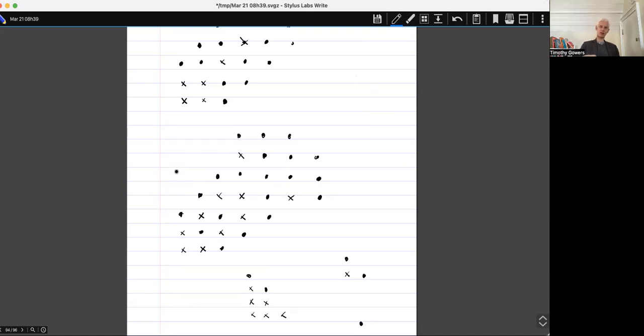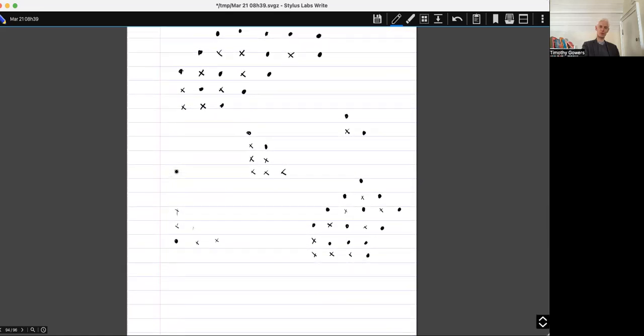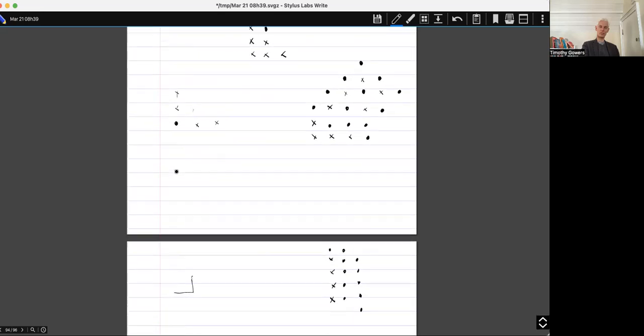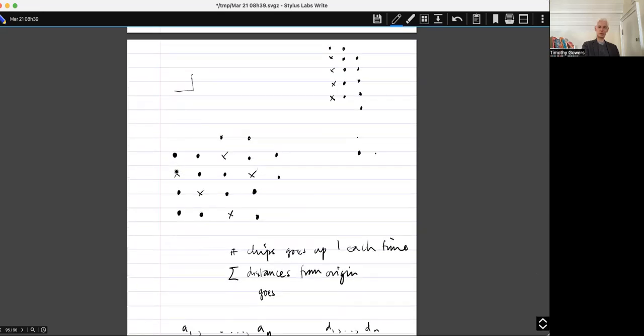So that got me thinking about the distance that you are away. I wrote down that the number of chips goes up by 1 each time. I wondered about the sum of the distances from the origin, but that was a bit difficult to think about. I was measuring distance by the number of steps that you take if you go to the right or up from the origin. So the initial thing, you've got 6 chips: 1 at distance 0, 2 at distance 1, 3 at distance 2.